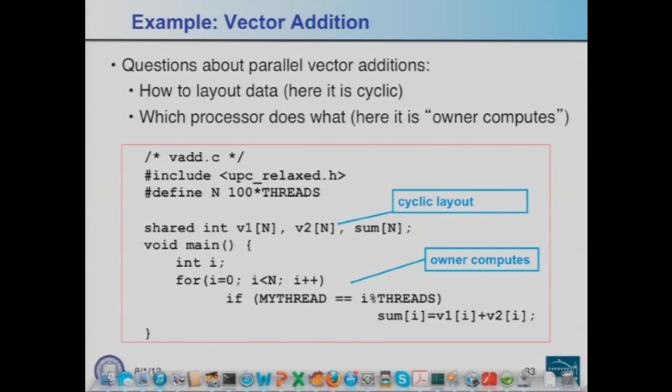What we can do inside this program, and this is not using any kind of special for loop, is we can just iterate through the elements of the entire array, right? Go from 0 up to n minus 1, and just check to see if I own that element. And I'll say if my thread is equal to i mod the number of threads, then I own that element.